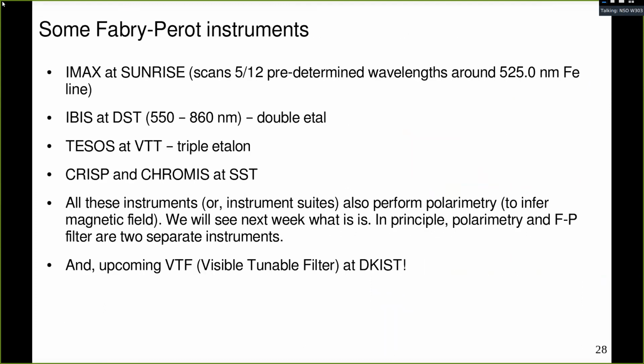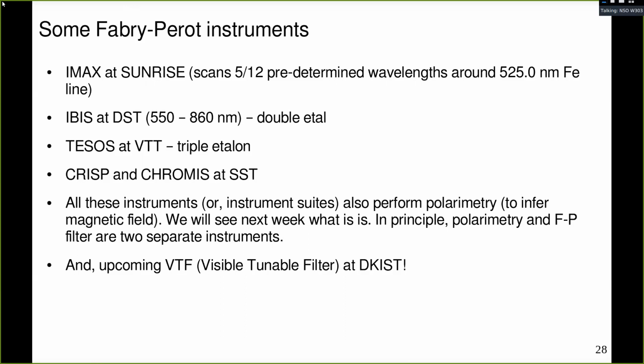So basically every well-known solar telescope has a filtergraph instrument. So we spoke about the IMaX at Sunrise, which is, as we know, a solid one. Then we have IBIS at VST, which is actually a double etalon, which means we have two Fabry-Perot instruments used there to increase the free spectral range. Then TESOS at VTT is actually a triple etalon, so you have three Fabry-Perots, and Francisco, who will give a talk next week about his instrument, tested it at TESOS mostly.